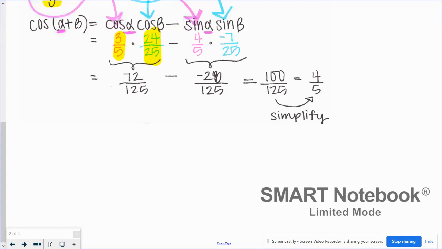So I'm drawing two reference triangles. I'm finding the third side in each using the Pythagorean theorem. I'm getting my cosine and sine ratios from those triangles. And then I'm simply following what the formula tells me to do.